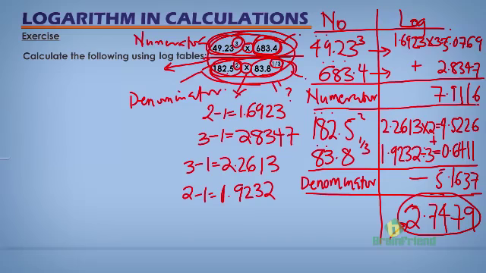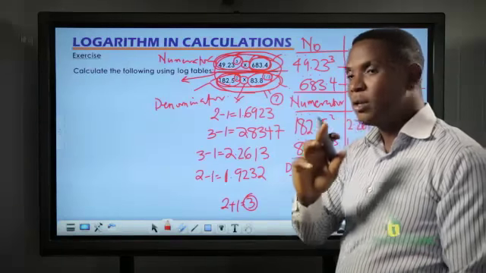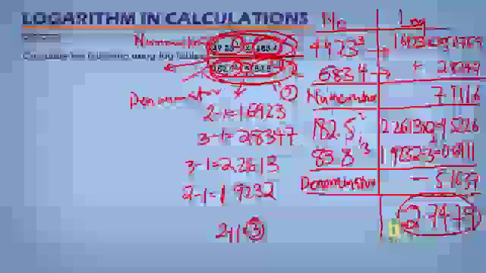It therefore means that to get our answer, we need to find the anti-logarithm of 2.7479. And to do that, we'll get the integral part first by taking the value of the integral part of our given number, which is 2. We add 1 to that to give us 3. This 3 indicates that whatever answer that we have would have 3 digits before our decimal point.